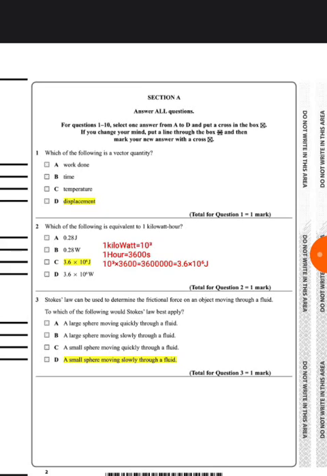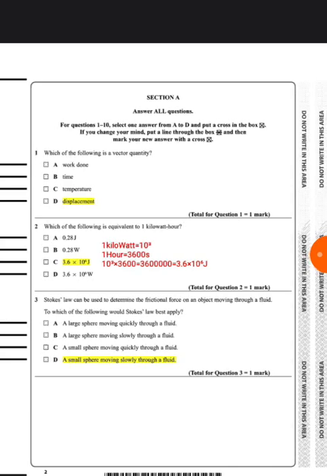Question number 2. Which of the following is equivalent to 1 kilowatt per hour? So 1 kilowatt equals 10 to the power 3. The easiest way to remember is deca, hecto, kilo, mega, giga, tera. According to that order, 1, 2, 3, 6, 9, 12. The other one, the minus values, is deci, centi, milli, micro, nano, pico. So then -1, -2, -3, -6, -9, -12.